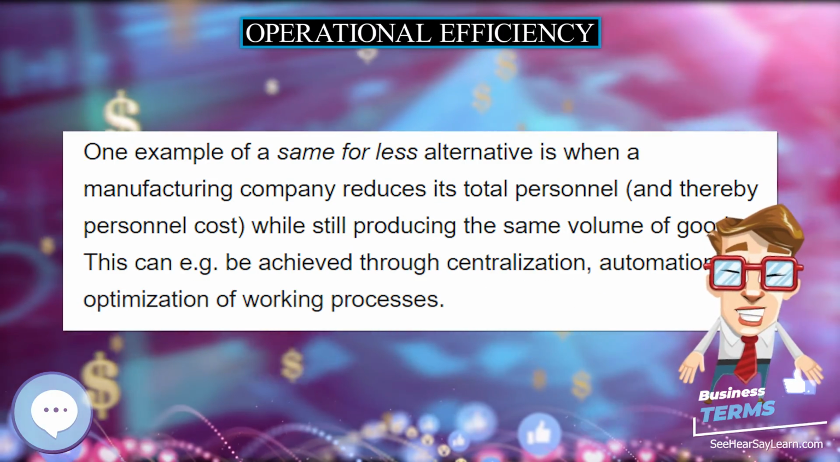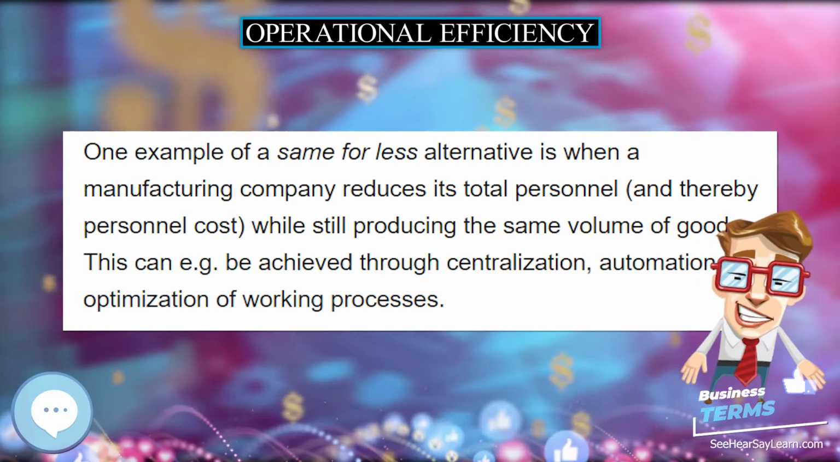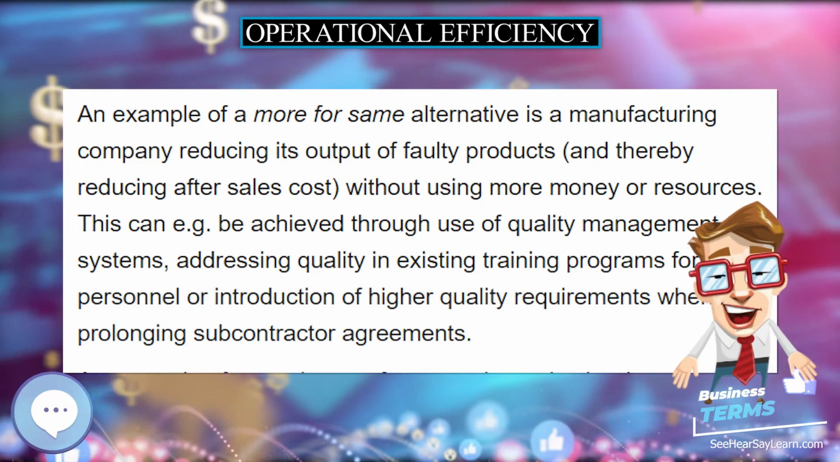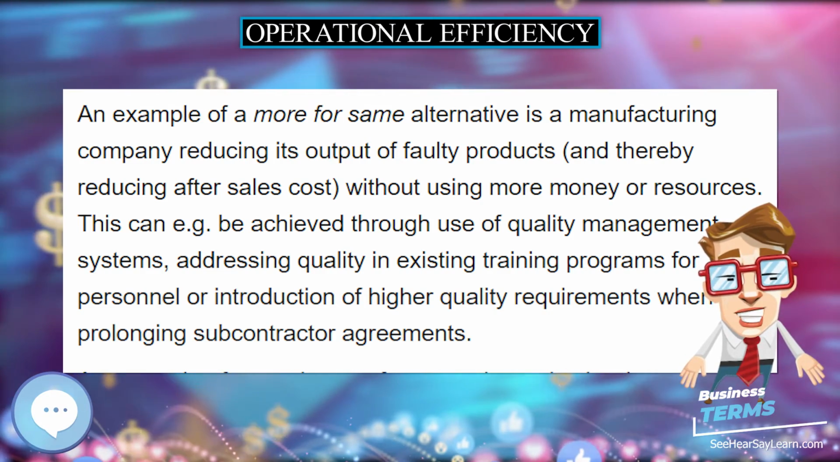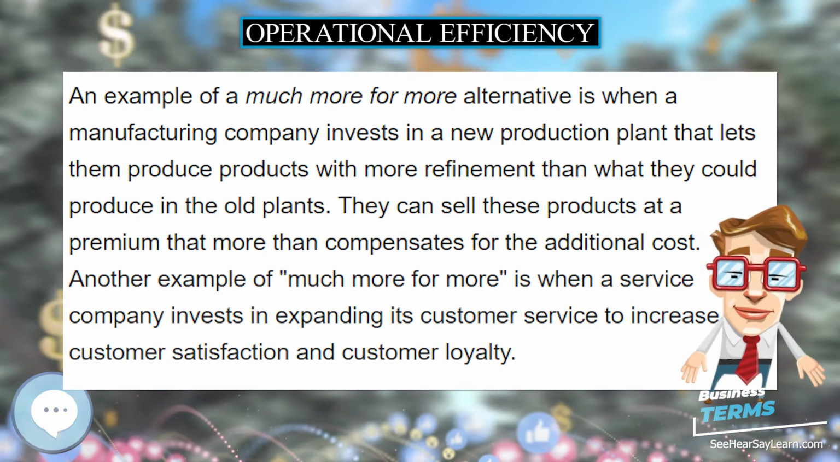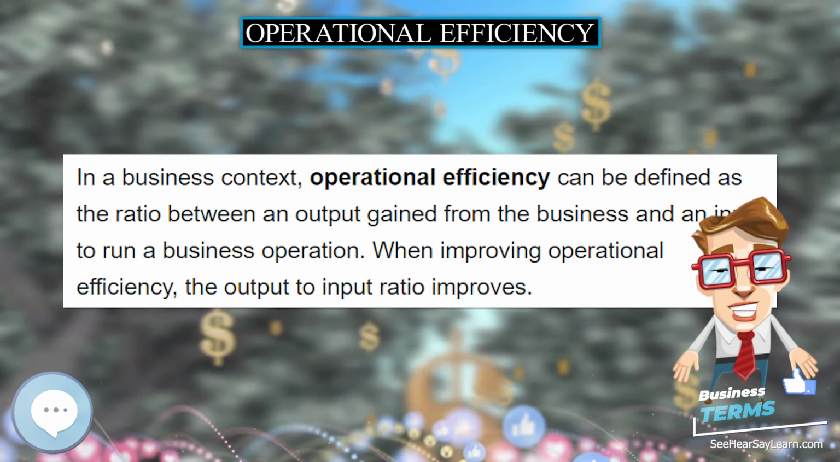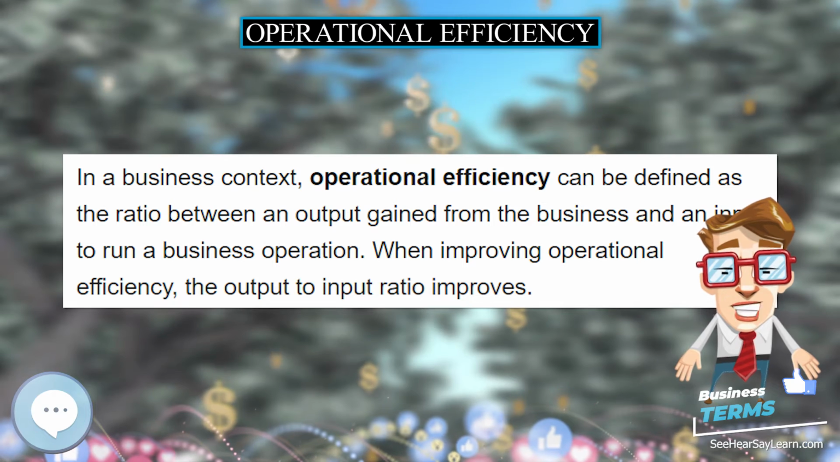One example of a same for less alternative is when a manufacturing company reduces its total personnel, and thereby personnel cost, while still producing the same volume of goods. This can for example be achieved through centralization, automation or optimization of working processes.